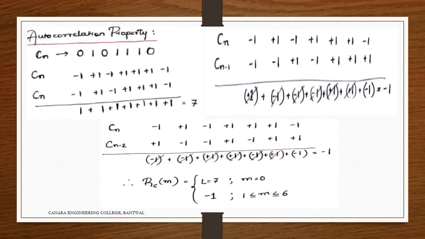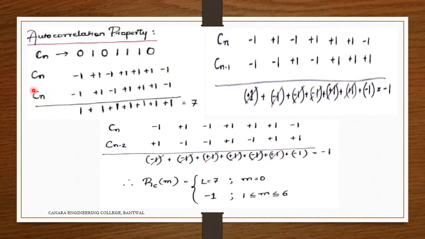The third property, the autocorrelation property. So what is that? 0 1 0 1 1 1 0. This is the property. First, I'm not shifting anything. Autocorrelation is all about multiplying this thing. I am representing it as a bipolar sequence. As I told earlier, the Cn is nothing but the bipolar sequence: minus 1, plus 1, minus 1, plus 1, plus 1, plus 1, minus 1.